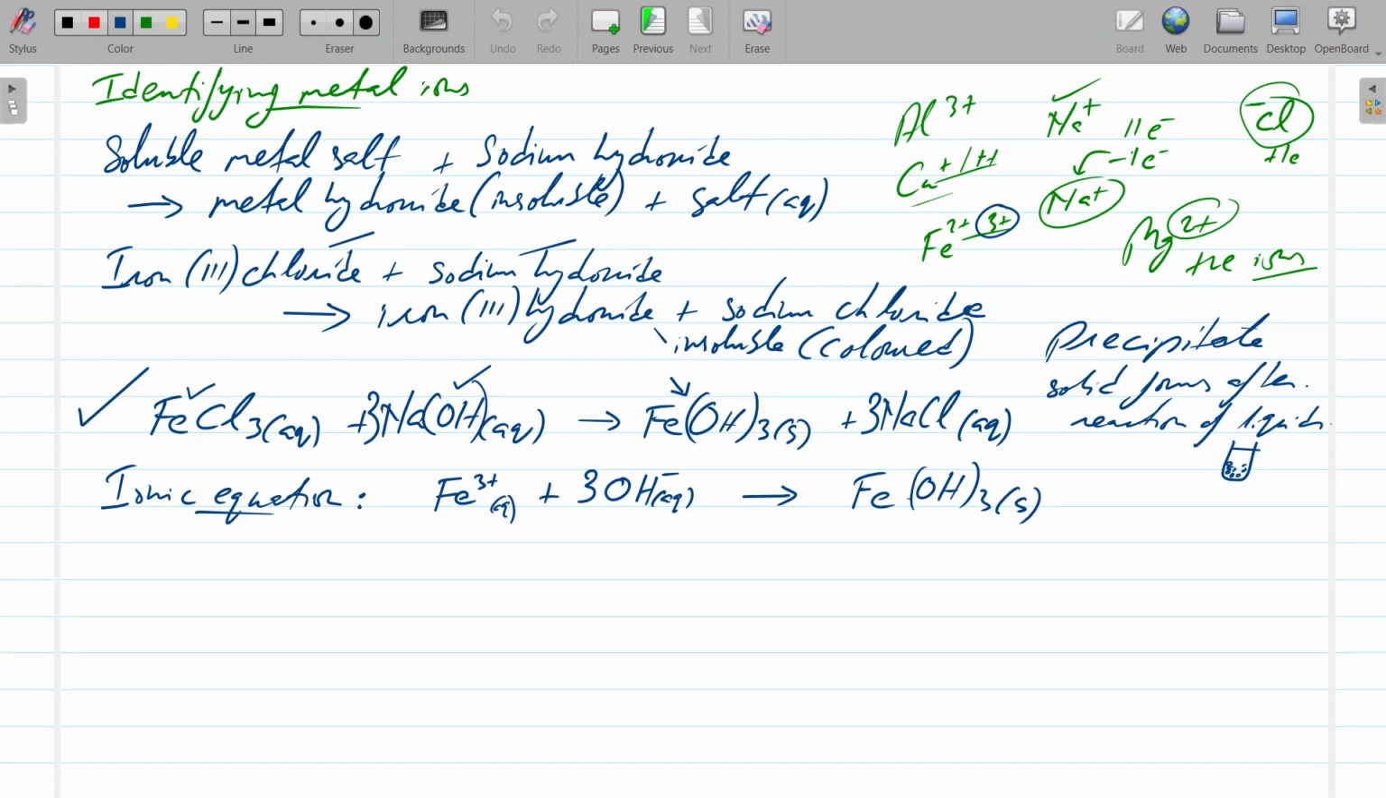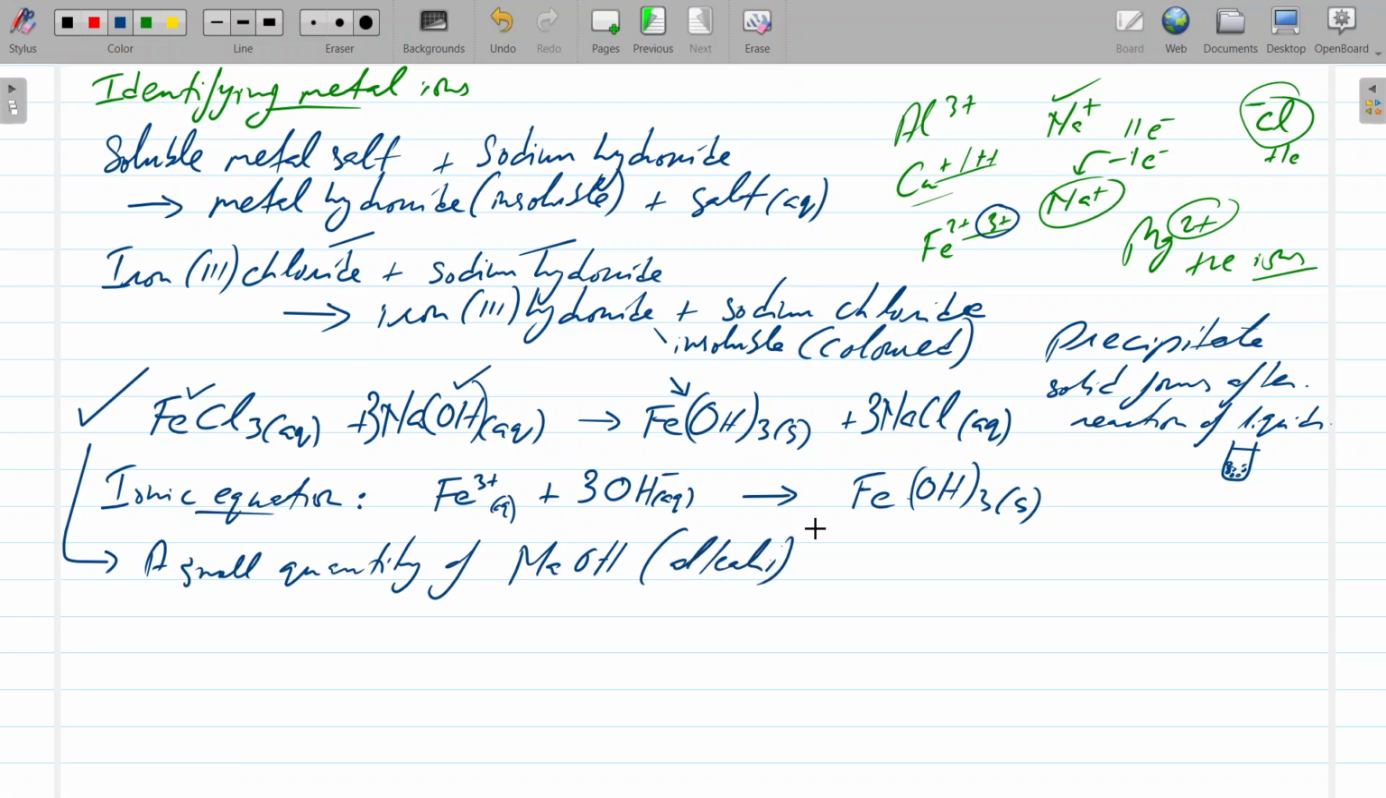What happens is, this happens when you add a small quantity of sodium hydroxide or alkali. All of this happens when you're adding a small quantity. We haven't done acids and alkalis, we'll do them in the next chapter, but I'm just throwing that in there.